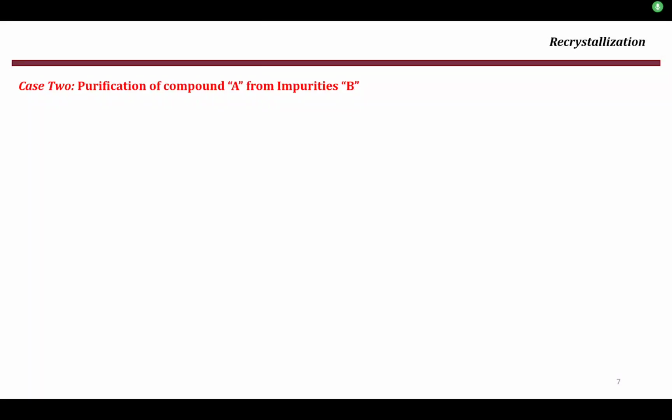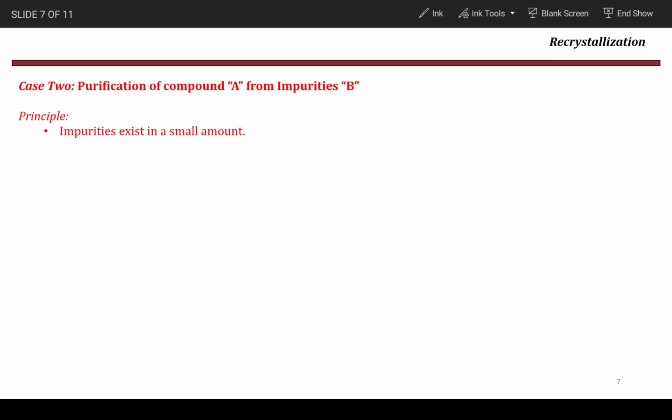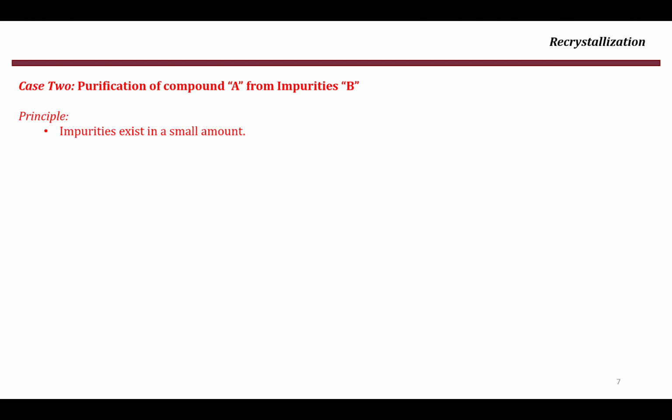I will continue talking about the recrystallization technique, which is used in an organic chemistry lab. And now we will talk about the case of purification of compound A from an impurity, which is called B. This is basically the main reason for using recrystallization, which is removing impurities from a compound.